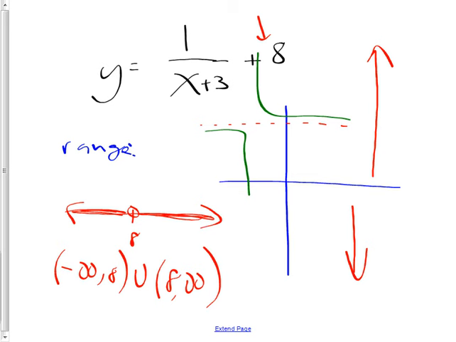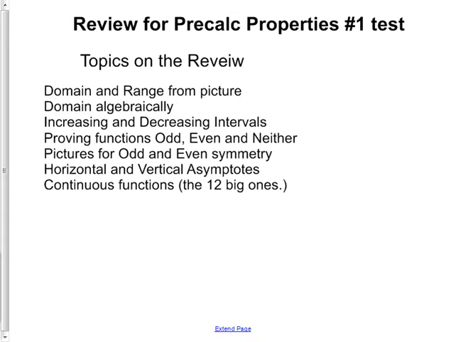Raise your hand if you got that one right. Okay, good. So that's range based on a picture. That's one of the easy things. Let's start talking about some of the hard things.